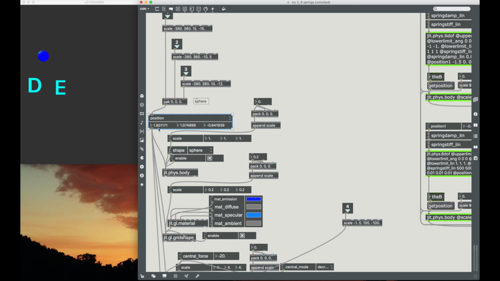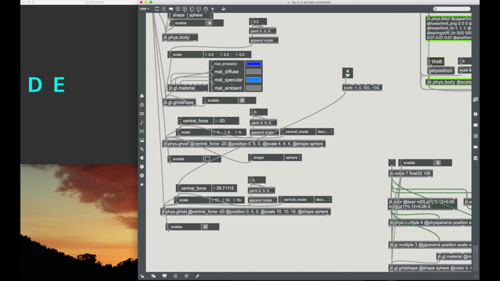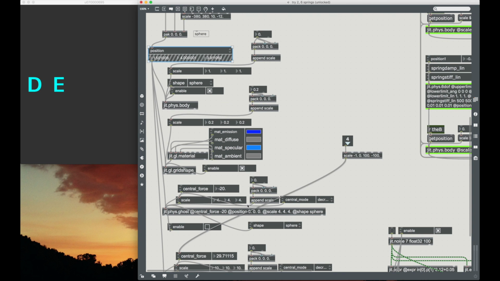So as you can see, as I move my hand forward and back and left and right, I'm spoiling you a bit for the behavior of the letters. Just ignore that for a second. So as I move my hand in space, you can see that the position values are being updated, and those position values are going into the phys.body, the grid shape, and the phys.ghost. I'm doing a few other things here.